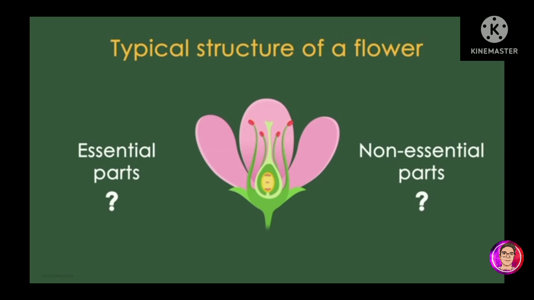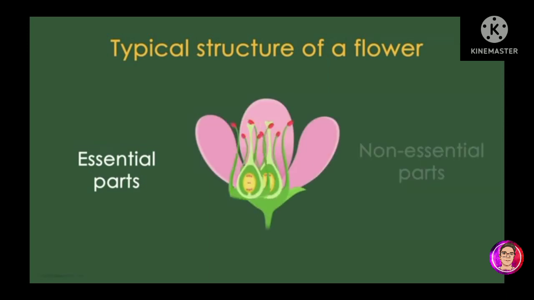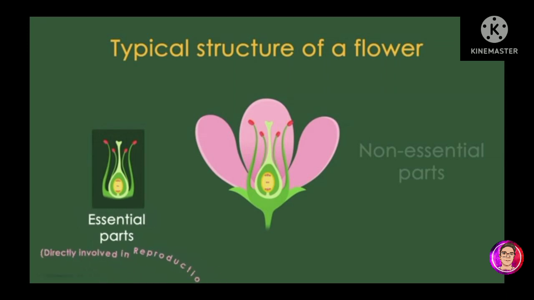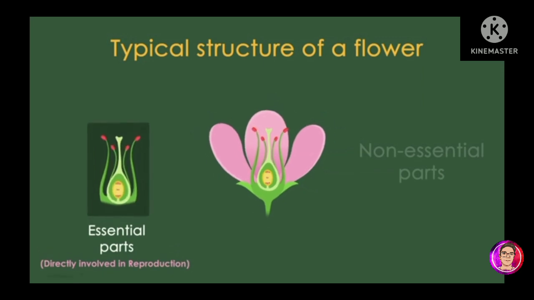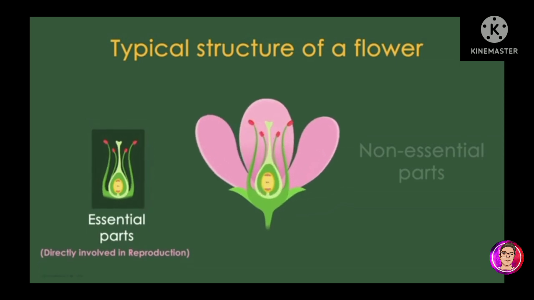Do we know what these are? The parts of a flower such as stamen and pistil, which are the reproductive parts, are the essential parts. These are the essential parts because they are directly involved in the process of reproduction. Do we mean if these structures are not present, then a plant will not be able to reproduce?